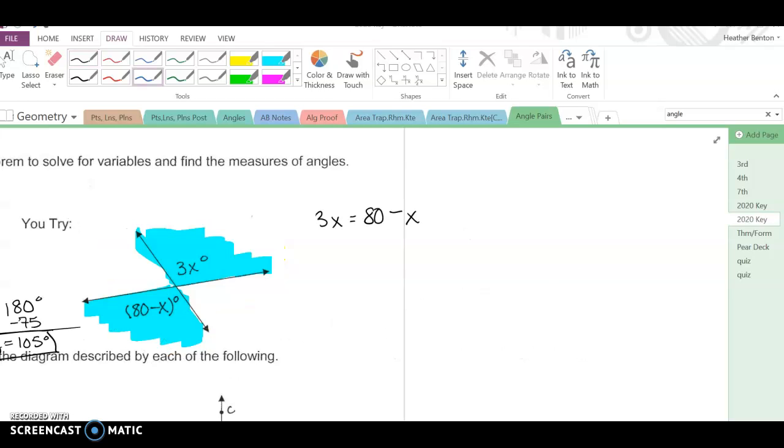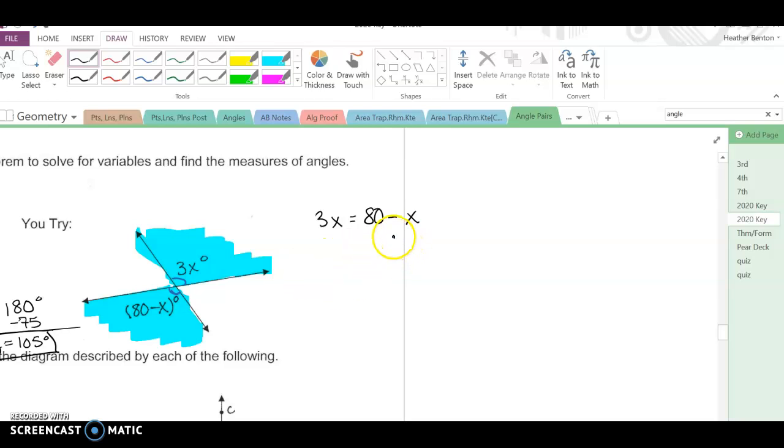So on my you try, I was thinking about how these turquoise angles are diagonally across from each other in between those same two intersecting lines. And that's what tells me these are vertical angles. They are congruent. They're equal to one another. So what I have over here is I equated them to one another. 3x equals 80 minus x.